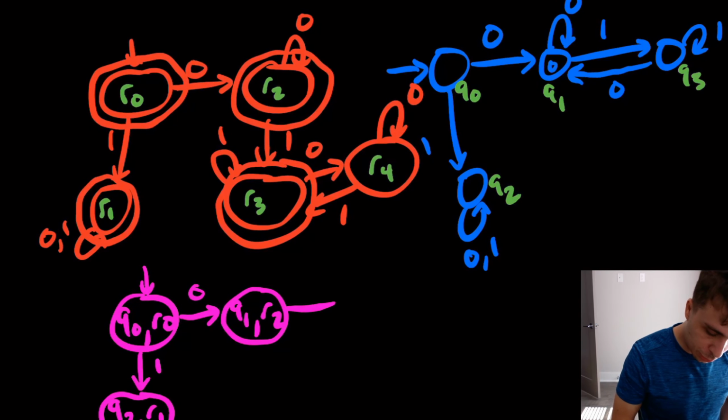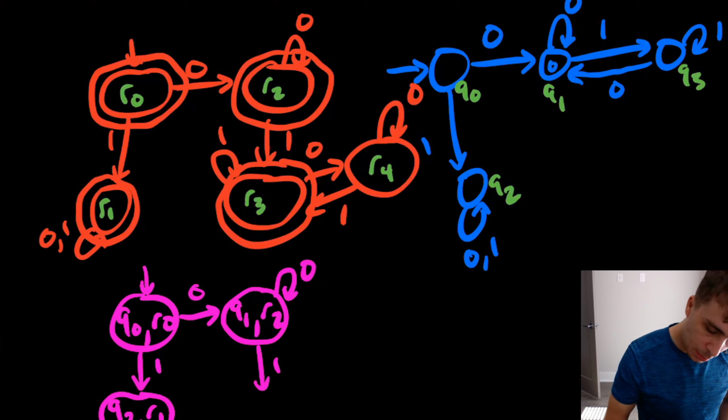Q1, R2. So on 0, where do we go? So Q1 goes to itself. R2 goes to itself. So this will self-loop on 0. What about on 1? Where does it go? So Q1 on 1 will go to Q3. R2 will go to R3. So it'll be Q3, R3, from what I can tell.